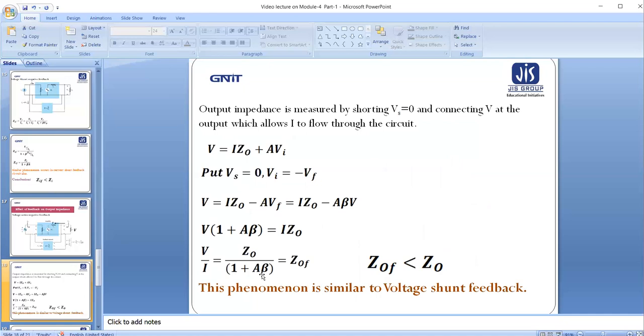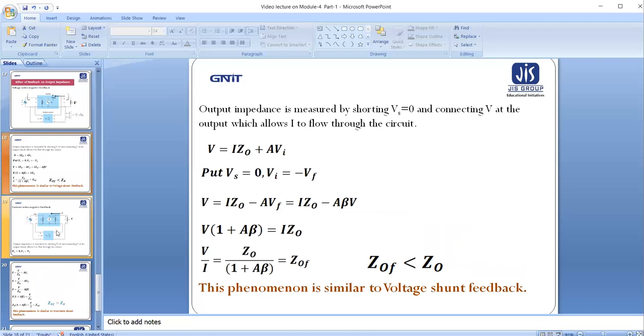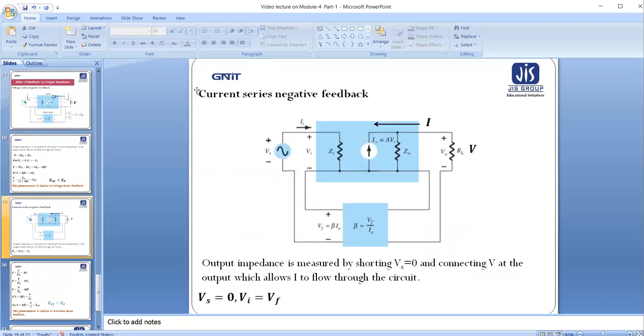And for the voltage shunt also, the output impedance will be decreased due to this voltage term. Last, we will go to the current series, because the output is now current. Now it is the current series circuit. Current series means I to V to I conversion, transconductance. So the output is the current amplifier. So this is the equivalent circuit of the amplifier. Io is the current source, in parallel with Zo, the output impedance of the amplifier without feedback.